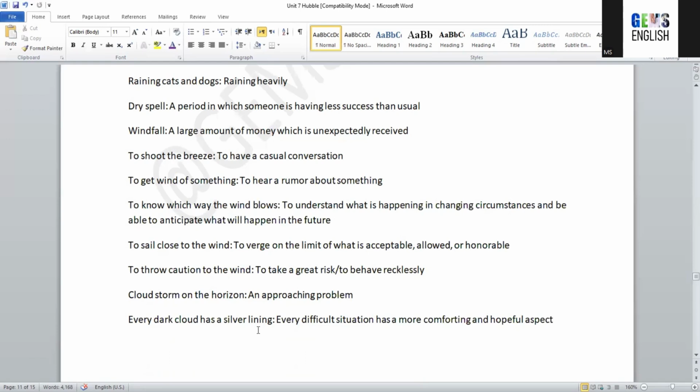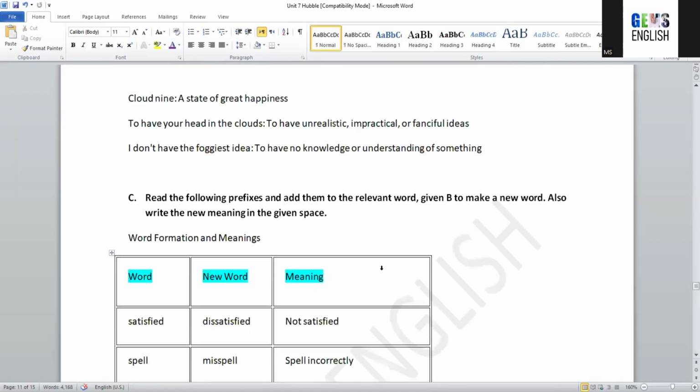Every dark cloud has a silver lining: every difficult situation has a more comforting and hopeful aspect. Cloud 9: a state of great happiness. To have your head in the clouds: to have unrealistic, impractical, or fanciful ideas. I don't have the foggiest idea: to have no knowledge or understanding of something.